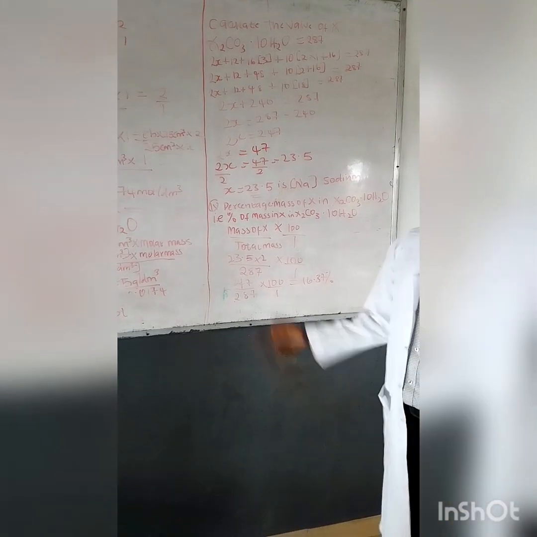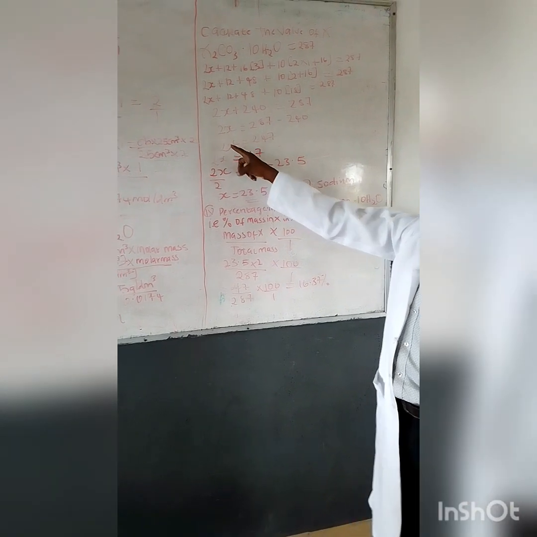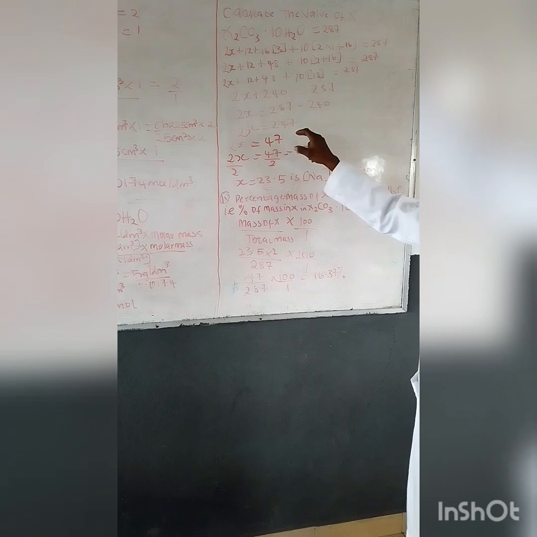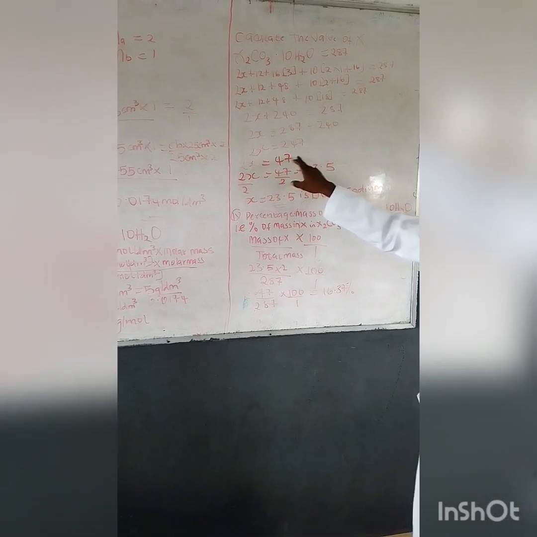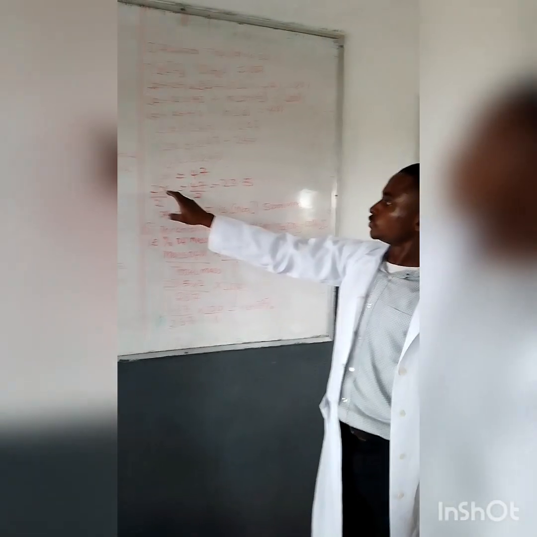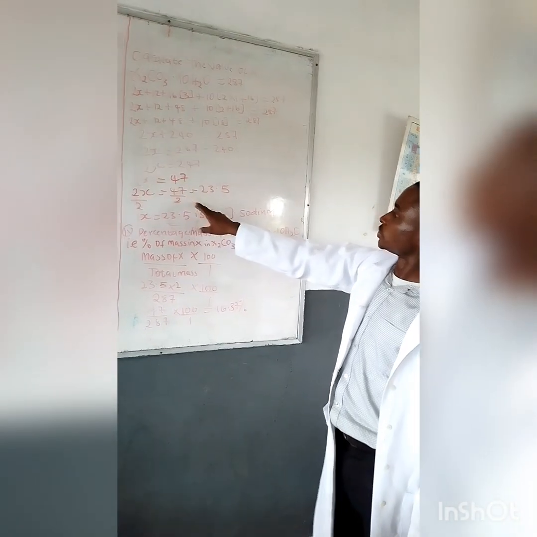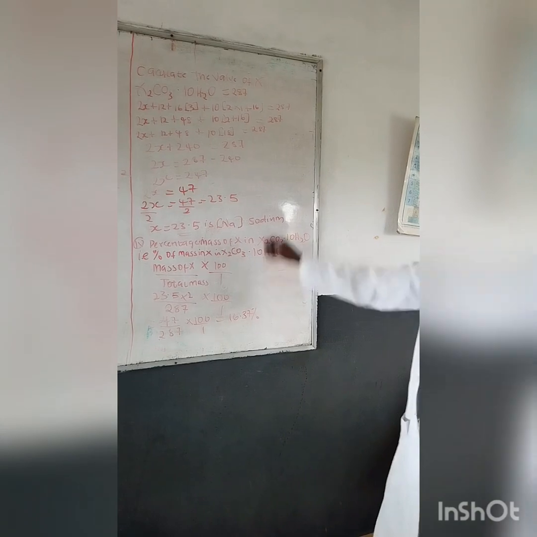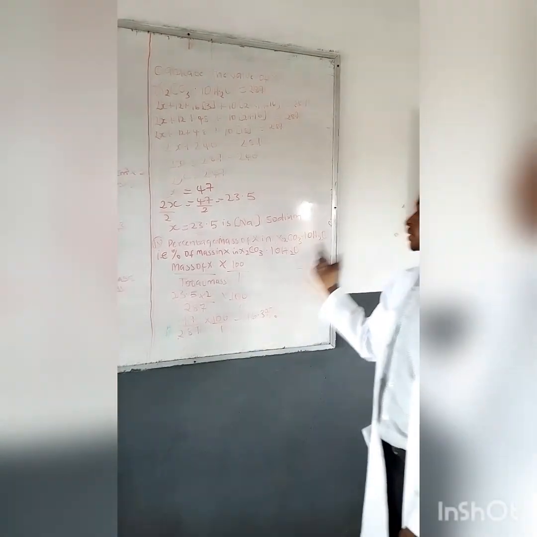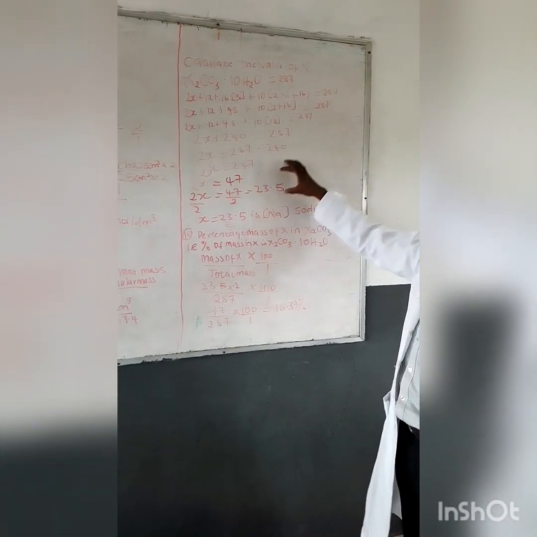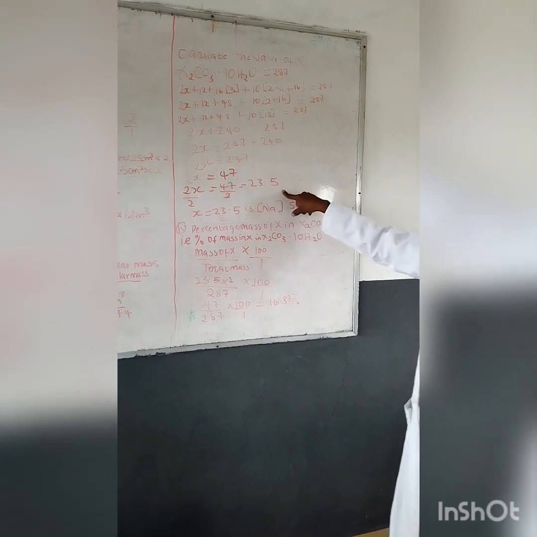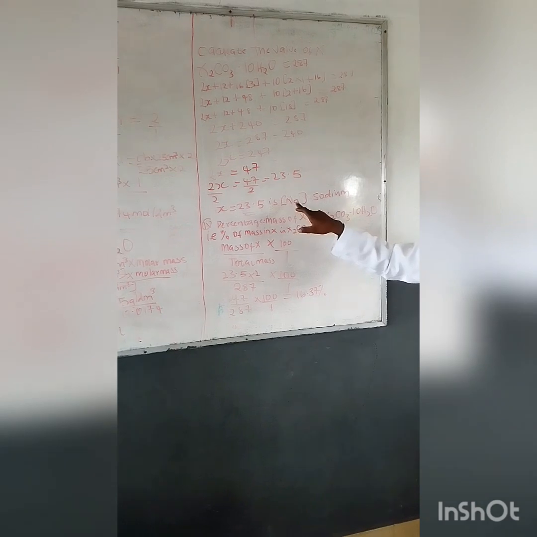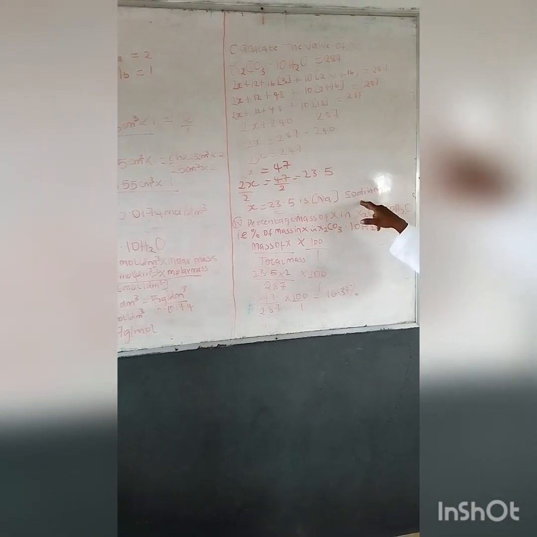And the next step is to make x the subject of the formula. Here we have 2x equal to 47. So you divide both sides by 2, you are going to have 23.5. And if you are asked what is the particular element, the element with the mass number 23.5 is no other element than sodium. That is why you are seeing me putting the sodium in brackets.